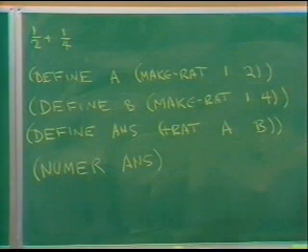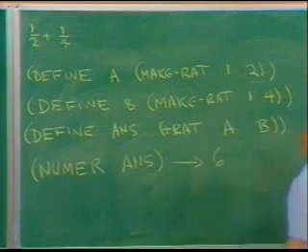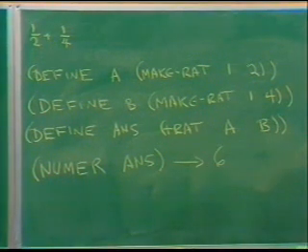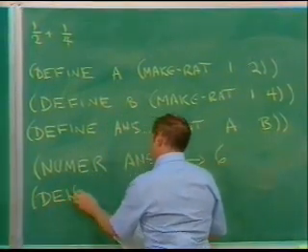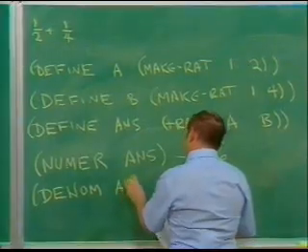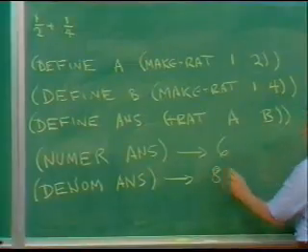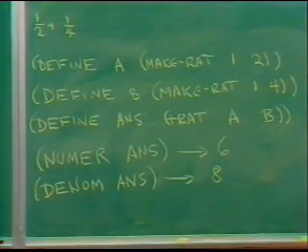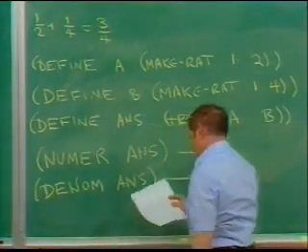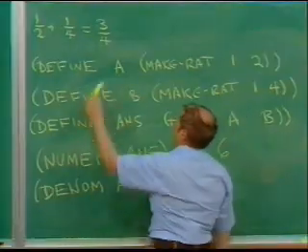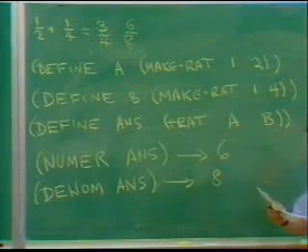And the system is going to type out, well, 6. Bad news. And if I say, what's the denominator of the answer? The system's going to type out 8. So instead of what I would really like, which is for it to say that 1/2 and 1/4 is 3/4, this foolish machine is going to say, no, it's 6/8. Well, that's sort of bad news.